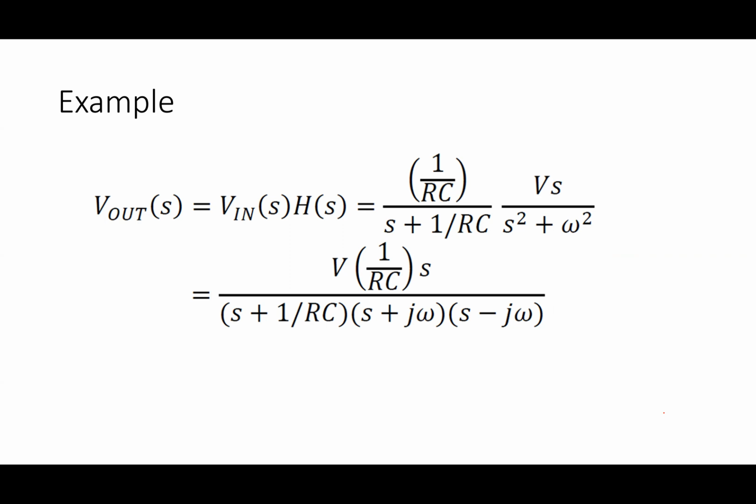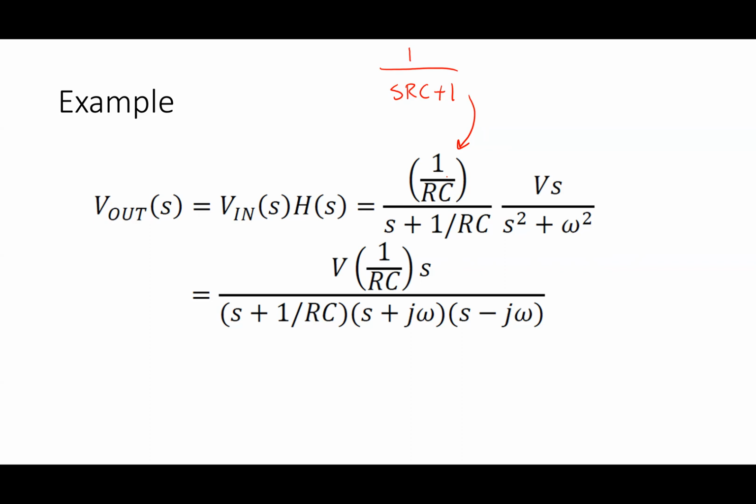I did a couple of things. Just to be clear, my H of s was 1 over sRC plus 1. So what did I do here for H of s? How did I get from the thing in red here to what I wrote right here? Divided top and bottom by RC. Why did I do that? Well, there's a reason.